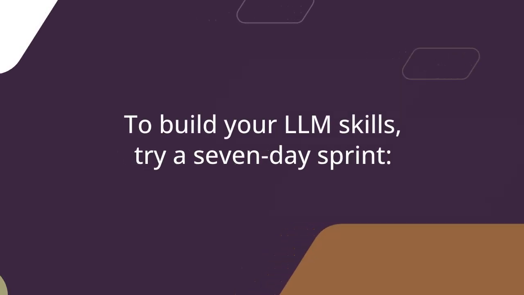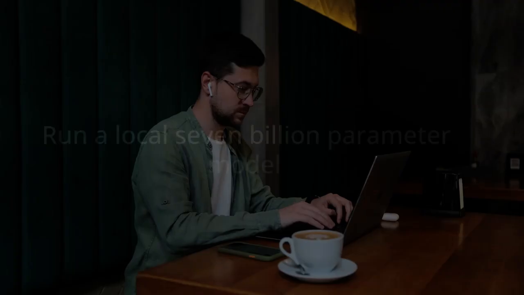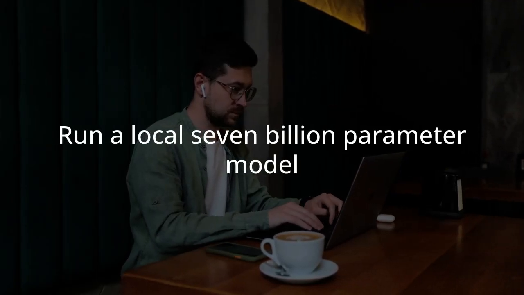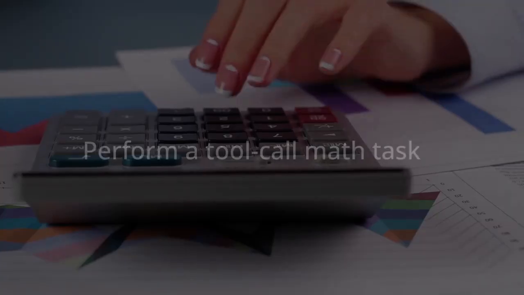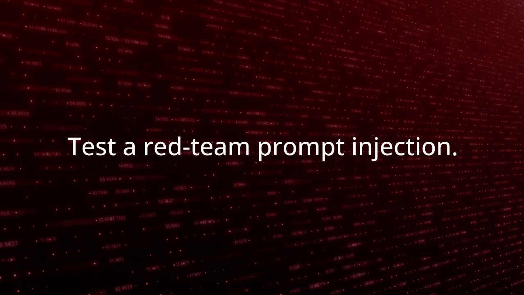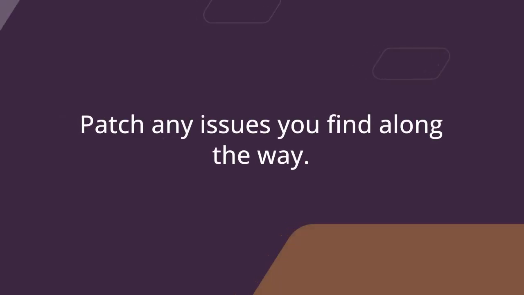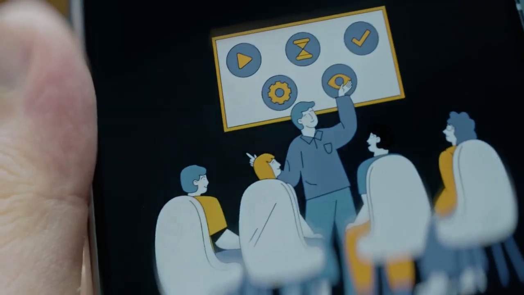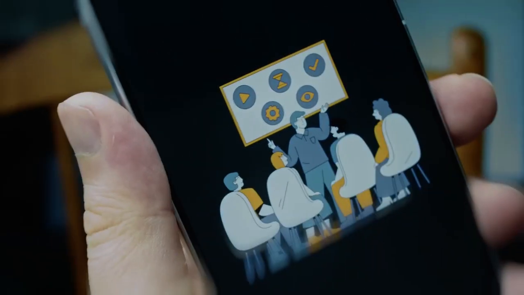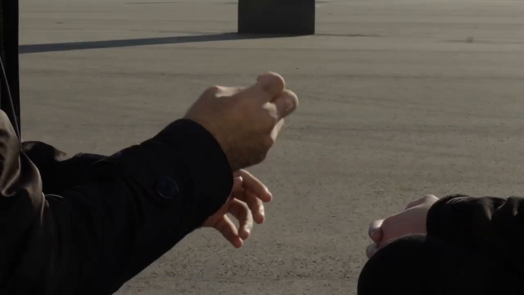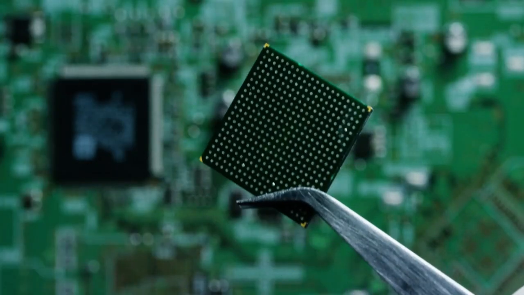To build your LLM skills, try a 7-day sprint: run a local 7 billion parameter model, make a retrieval-augmented query, perform a tool call math task, and test a red team prompt injection. Patch any issues you find along the way. Remember, LLMs are prediction machines that need grounding. Tool use is their superpower, and security must be part of your design.